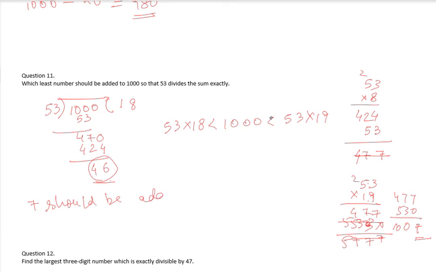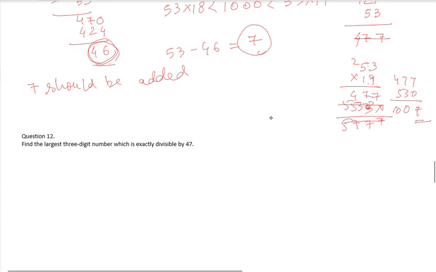I'll show you another shortcut to find our answer. I've got the remainder as 46. So how much less is 46 from the divisor? 53 minus 46 is also 7. So 7 should be added to make it divisible by the number.